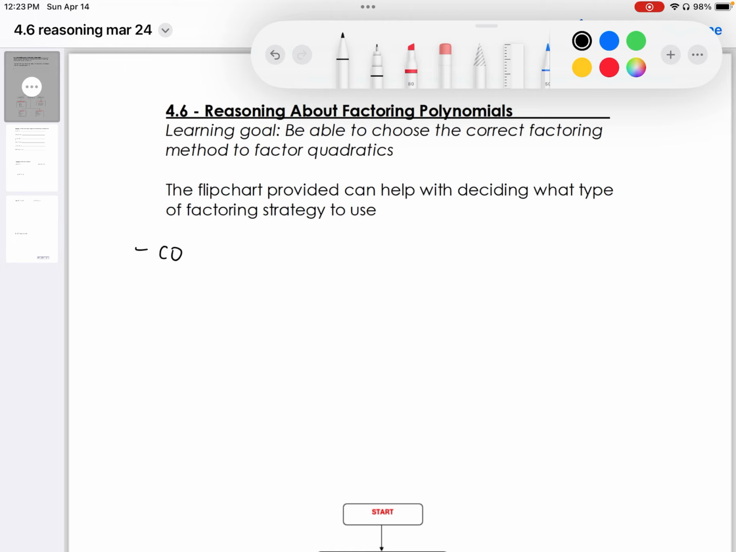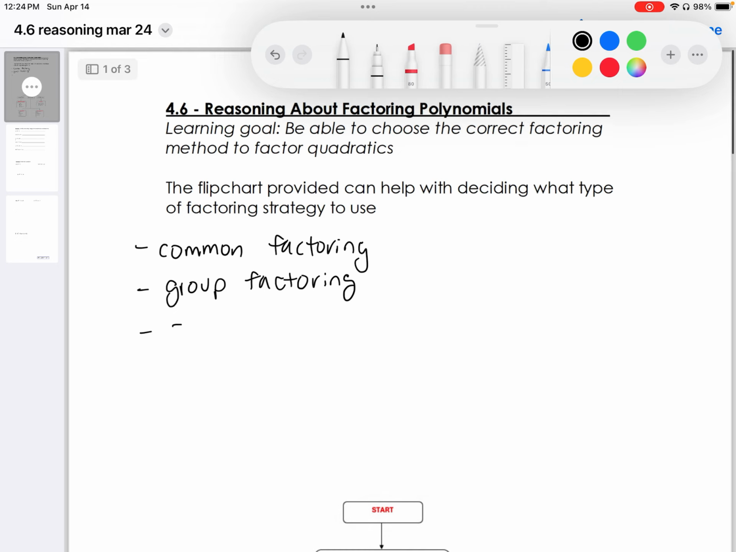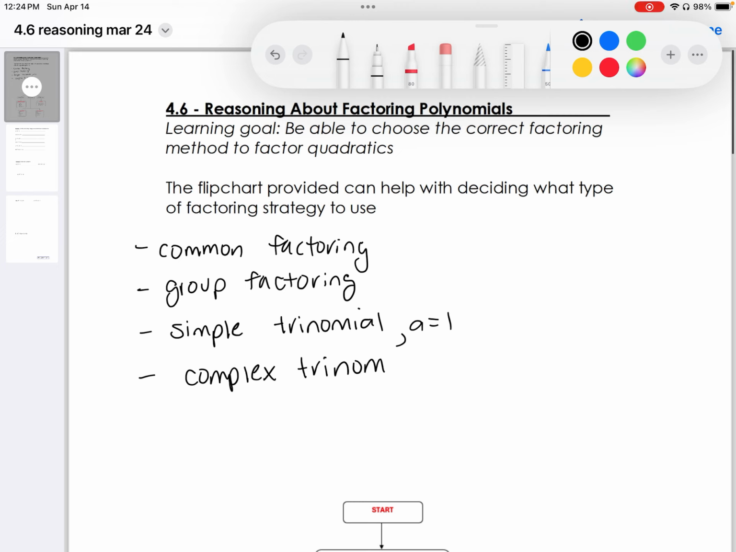So first, we learned about common factoring, then group factoring, which we also learned about in decomposition with complex, but that's okay. We learned it first in 4.1. Then we did simple trinomial, where a is equal to 1, and complex, where a is not equal to 1.